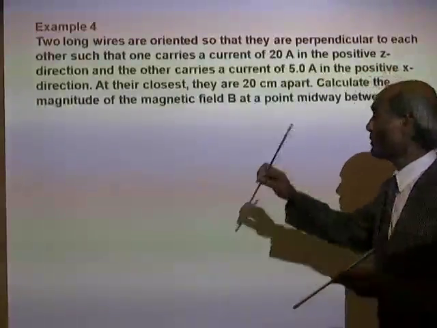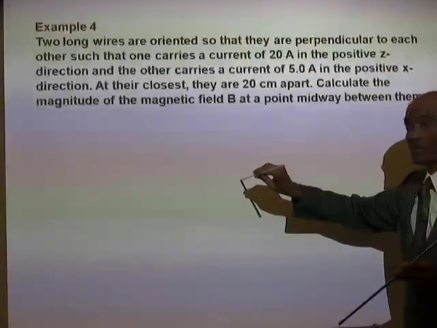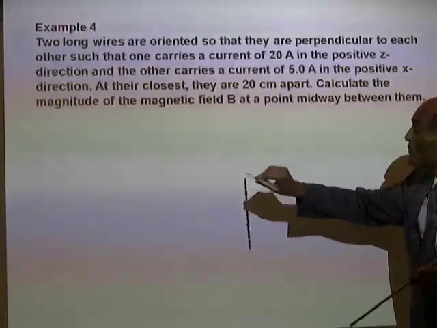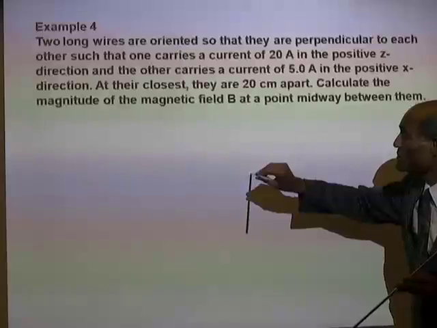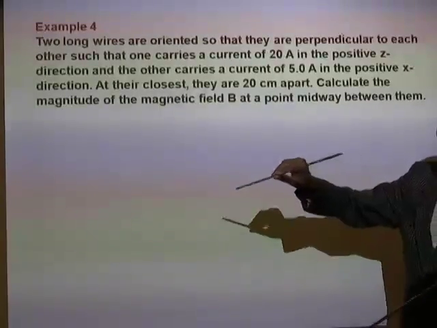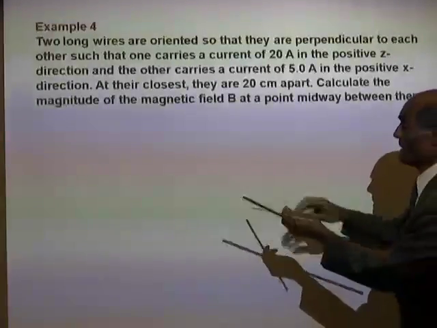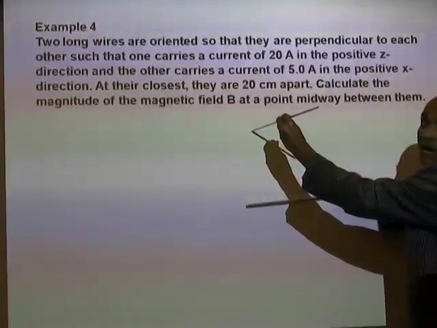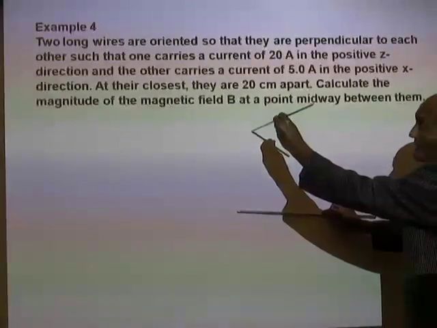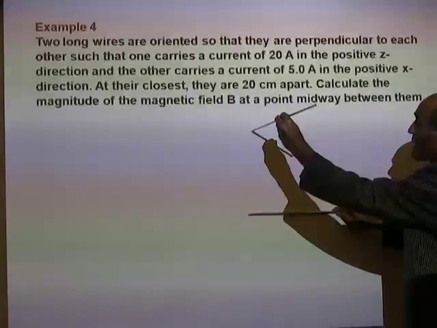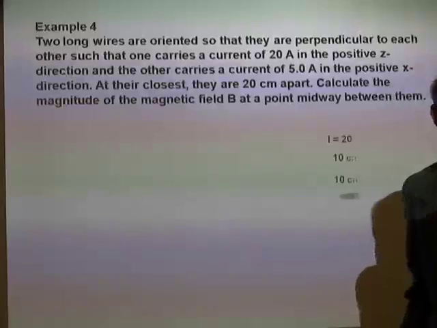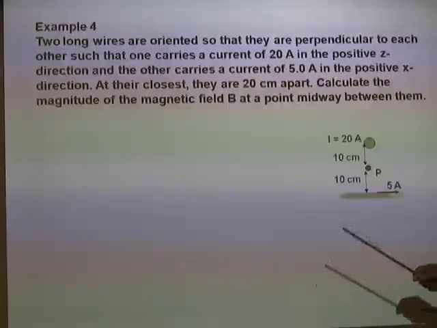Calculate the magnitude of the magnetic field B at a point midway between them. Now, here, this is the situation. This is a wire that comes out of the board. We would say into the board is negative Z, out of the board is positive Z. And there is another wire 20 centimeters below it, like this, which is carrying a current in the x direction. Well, let's draw that diagram.